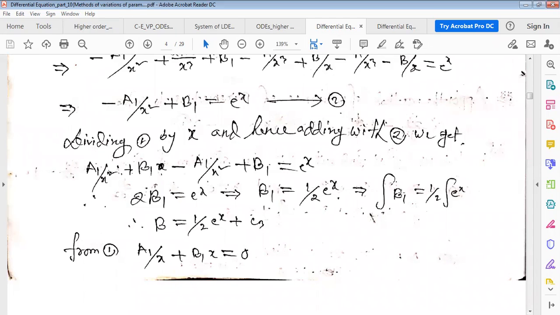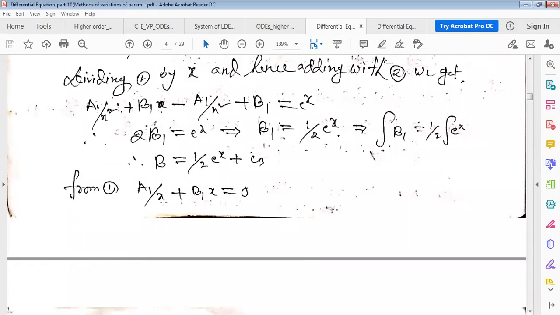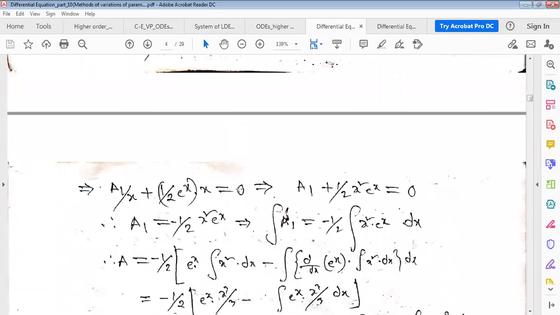Just integrating, we get B equals half e to the power x plus another constant. This will be C3. Remember it. So from equation 1, putting the value of B1 in equation 1, we get A1 by x equals this. A1 equals, this equals 0, A1 equals minus half x square e to the power x.